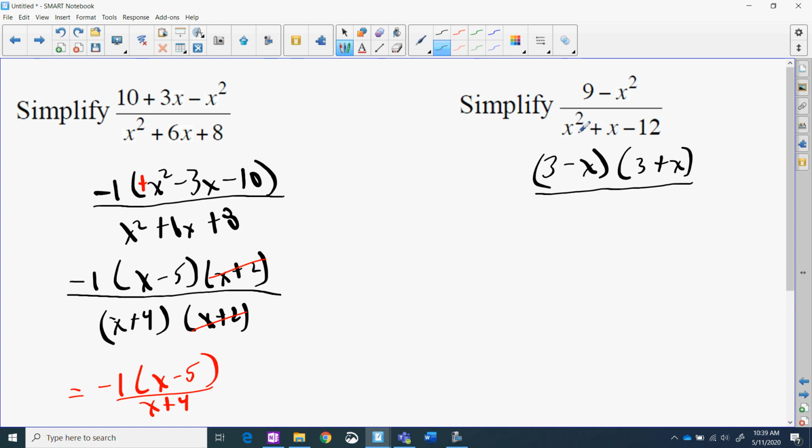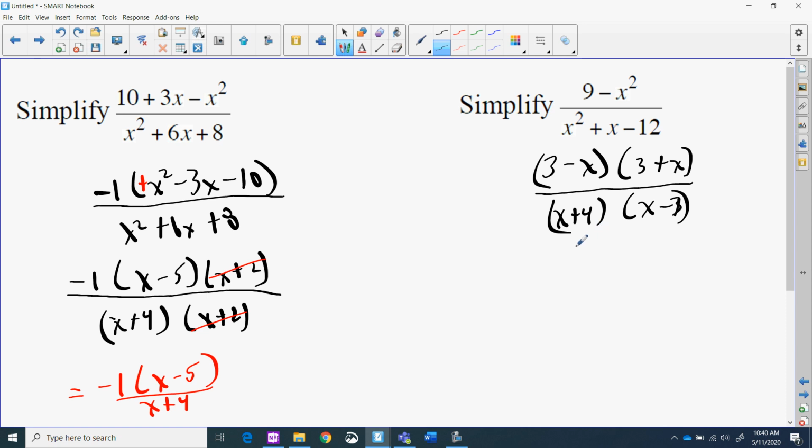Simple trinomial. I want to multiply to get negative 12 and add to give a plus 1. X plus 4 and x minus 1. That's not right. X plus 4 and x minus 3. Plus 4 times minus 3, there's my minus 12. Plus 4 and a minus 3, there's my plus 1.